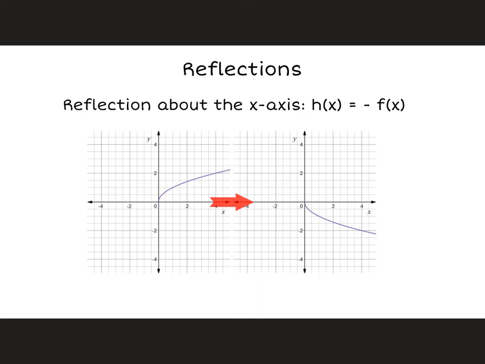Now let's move on to reflections. Notice where the negative sign is for this equation. In function notation, it is going to be in front. So if we had an equation there, you would need to distribute that negative to every term in your equation. And if we look at the graph, we're dealing with a reflection about the x-axis, which it is. If we look at our graph, that's exactly what's happening.